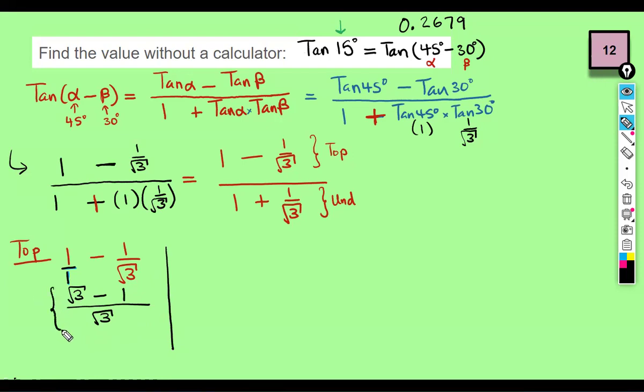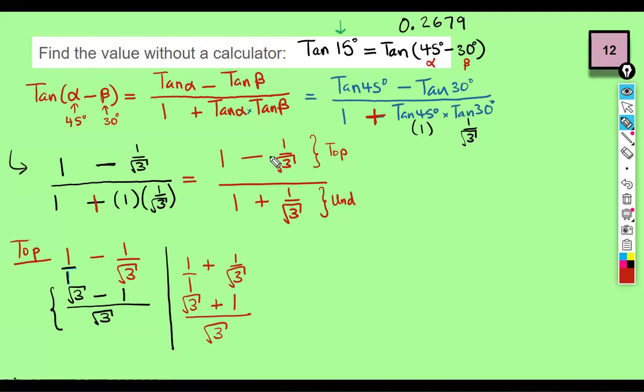So let's keep your eyes here. For the underneath, it's almost the same procedure. 1 plus 1 divided by the square root of 3. 1 is the same thing as 1 divided by 1. LCM is the square root of 3. 1 into the square root of 3 is the square root of 3. Square root of 3 multiplied by 1 is the square root of 3. Square root of 3 into the square root of 3 is 1. 1 by 1 is 1.